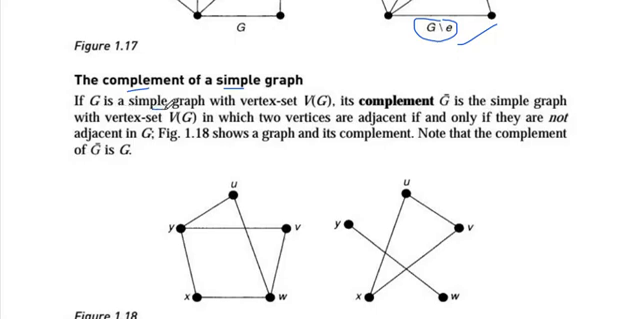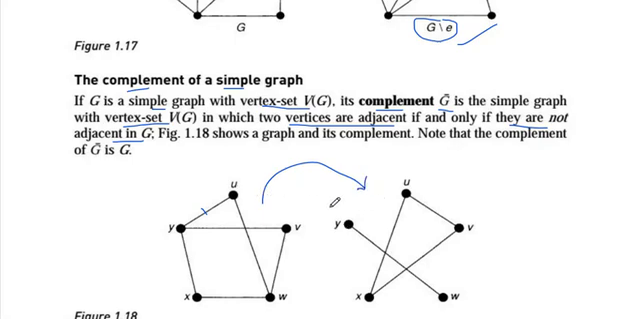If G is a simple graph with vertex set V of G, its complement, written G bar, is the simple graph with vertex set V of G in which two vertices are adjacent if and only if they are not adjacent in G. So what does this definition say? If there is an edge between these two vertices, y and u, then its complement does not have the edge between y and u.